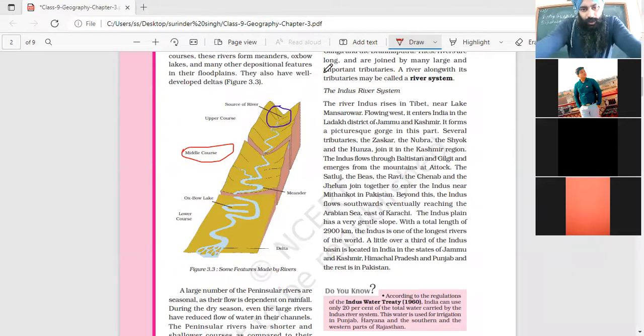For example, the roof of your house has a slope, but it is a gentle slope where the water flows slowly, compared to pipes, which have a steep-sided slope. So with a low gradient, when the river leaves the mountains and enters the plains, suddenly its velocity decreases. Velocity of river water decreases due to the gentle slope, due to the low gradient.